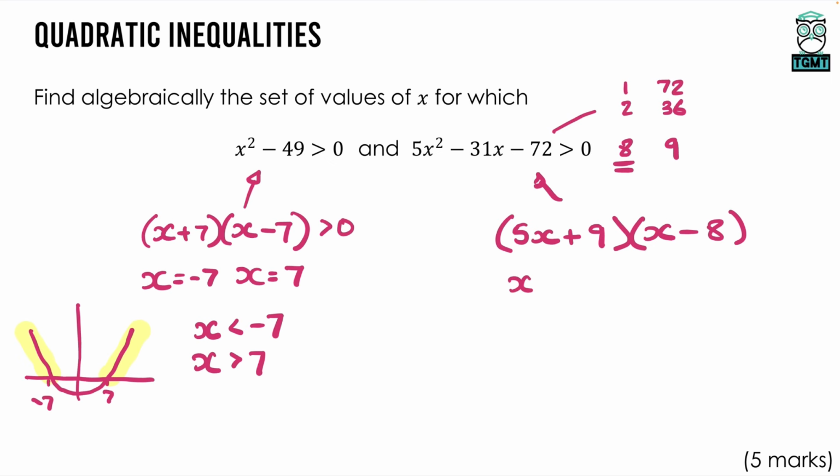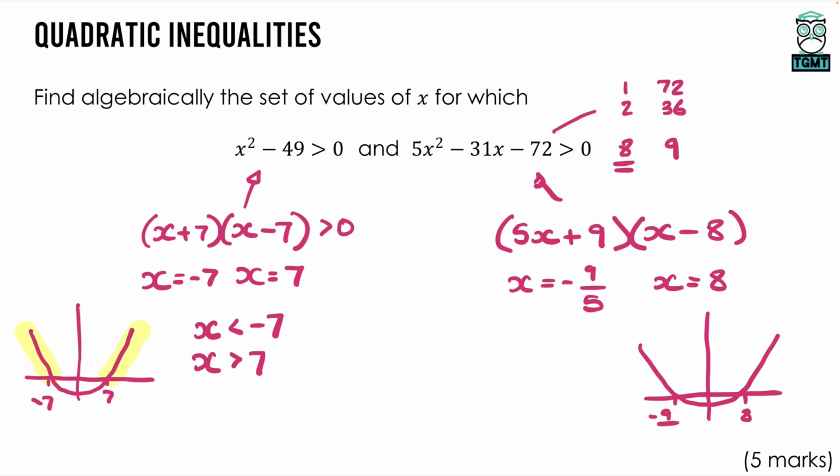So I get my two solutions here. I've got x is equal to negative 9 over 5, and x is equal to positive 8. Now again, for this curve, we are looking above 0. We have 8 as our larger number, and negative 9 over 5 as our smaller number. Again, we're looking above the curve, so again, we get two solutions. We get x has to be greater than 8, and x is going to be less than negative 9 over 5. So individually, that's how we would solve this.